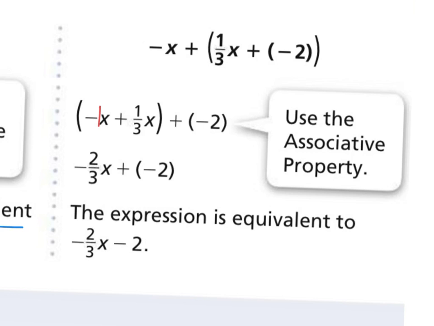Negative 1 plus 1/3. We have more negatives than positives. So basically we're subtracting those. So if you have 1 and you take away a third, you're going to have 2/3 left. In this case we had more negatives, so that's a negative 2/3 x. Negative 2/3 x plus negative 2, and that's what we had exactly, so that one actually is equivalent as well.